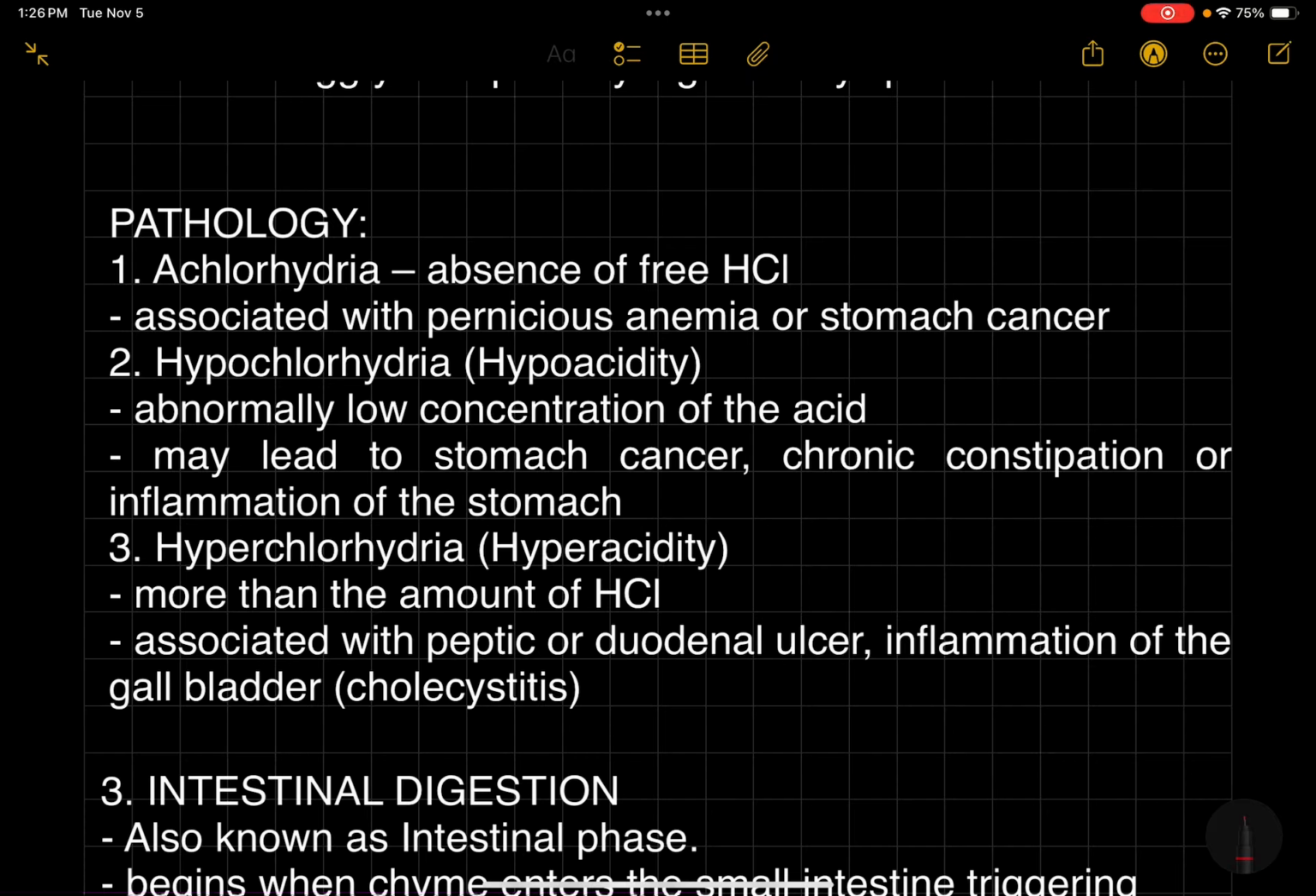We have hypochlorhydria or hypoacidity, an abnormally low concentration of acid, which may lead to stomach cancer, chronic constipation, or inflammation of the stomach. We have hyperchlorhydria or hyperacidity, usually a greater amount of HCl, associated with peptic or duodenal ulcer and inflammation of the gallbladder.